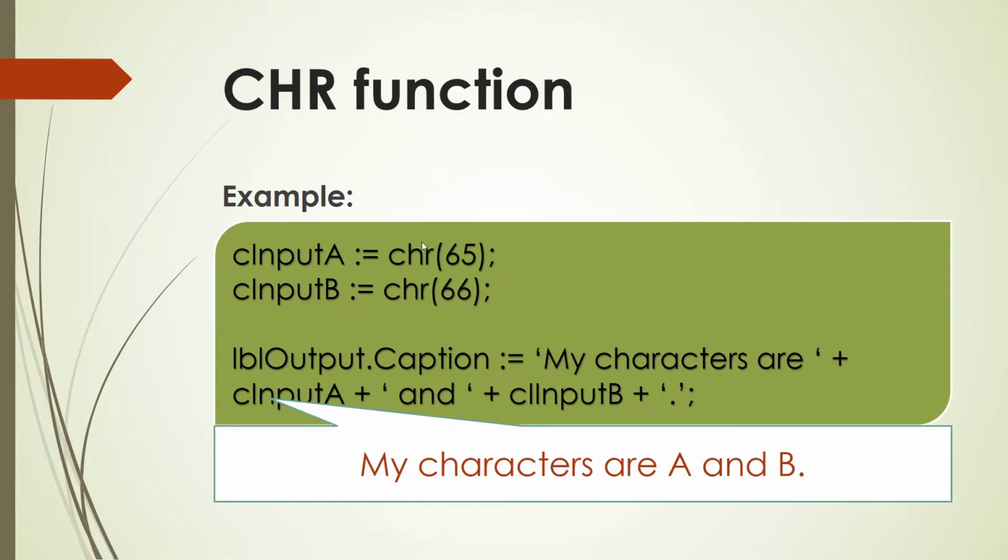So CHR again is a function. A function returns a value. I'm calling this function with one parameter that's being sent in as an argument to this function. The function then takes the value that is being sent in, which is a decimal value on the ASCII table, and it converts this value into a corresponding character equivalent. So if you want to get a character of a decimal value, you will use CHR.